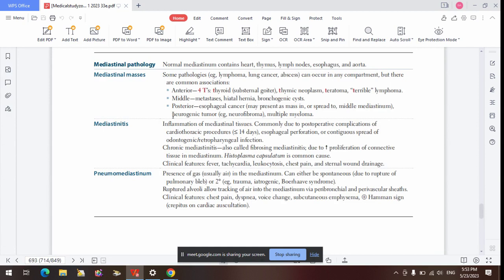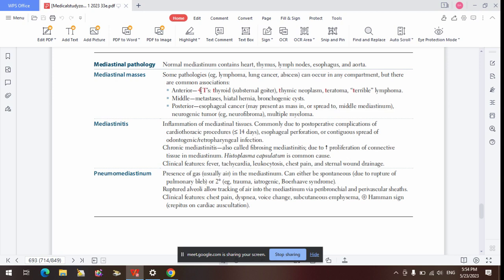Okay, so this has some clinical relevance because we can explain the location of masses that we find within the mediastinum. We can find masses within the mediastinum which can include lymphoma, lung cancer, abscess. These three can be found in any compartment. We have lymph node everywhere, so lymphoma can develop from any of the compartments. A lung cancer can spread anywhere, since the mediastinum is just in between the lungs. Also an abscess can develop and spread towards any part of the compartment.